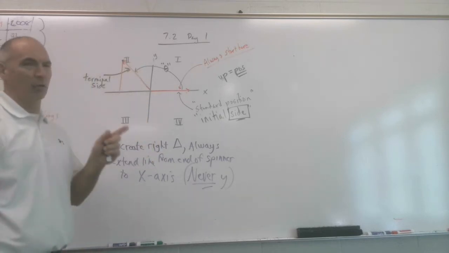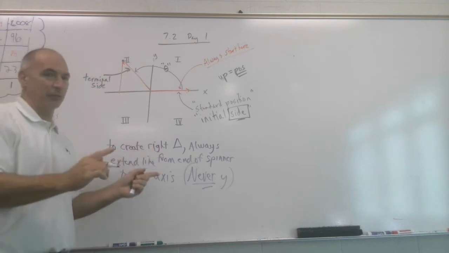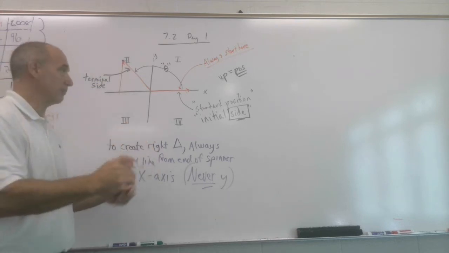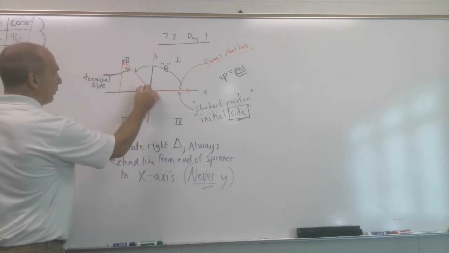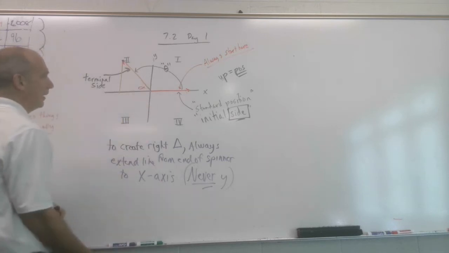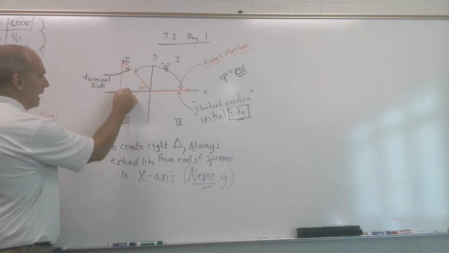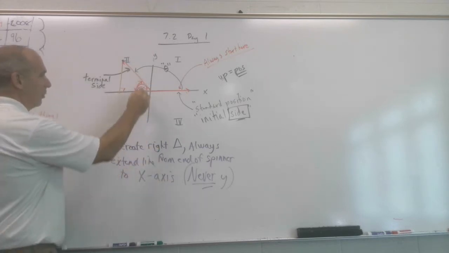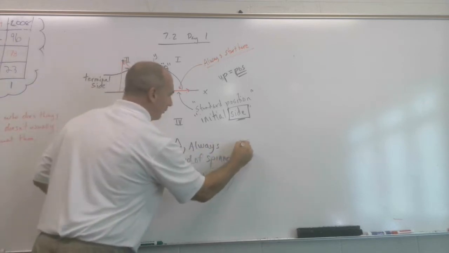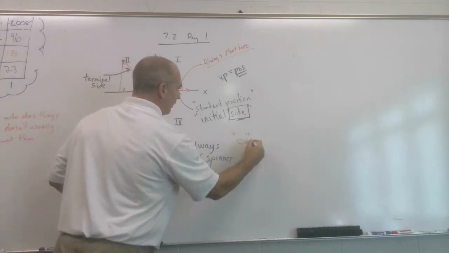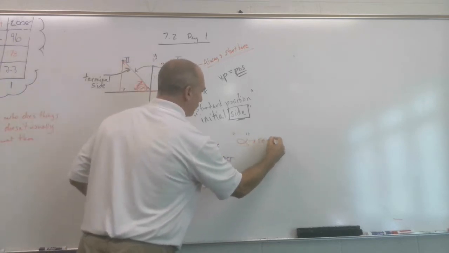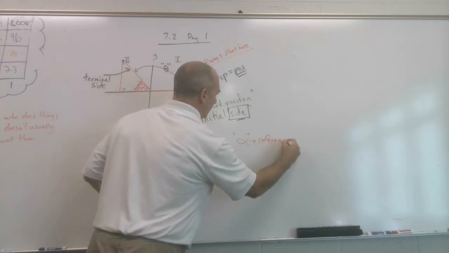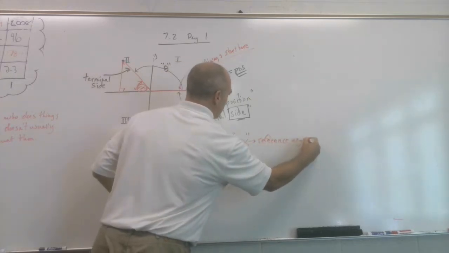The reason that's so important is because there's another rule that's massively important. See this angle right here? I'm going to call that alpha. We know this is a 90. This angle right here, we're going to call alpha, and that is called the reference angle. So in this case, the alpha is called the reference angle.